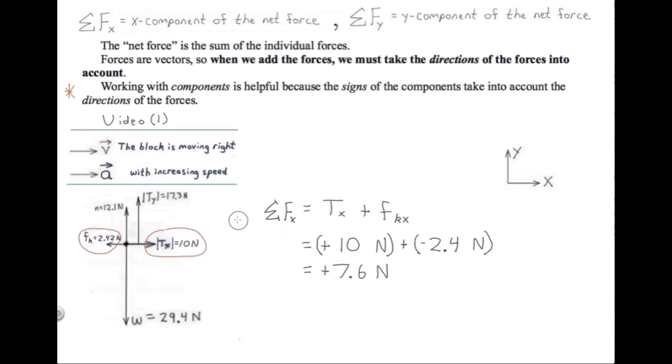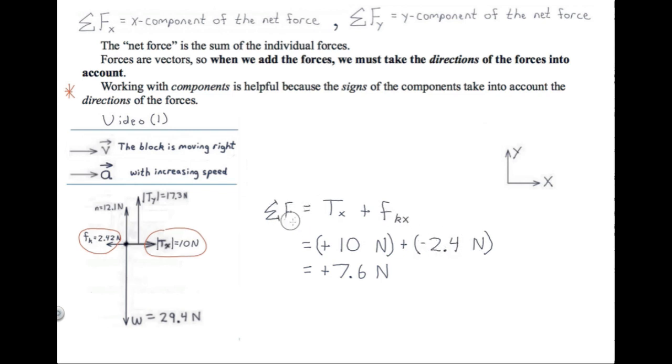Let's consider another example. In video 1, T sub x has magnitude 10 newtons and points to the right, while the kinetic friction force has magnitude 2.4 newtons and points to the left. Adding these two forces does not result in a sum with a magnitude of 12.4 newtons. Instead, since these two forces have opposite directions, when we add these two forces, the kinetic friction force will partially cancel T sub x. T sub x equals positive 10 newtons, and F sub kx equals negative 2.4 newtons.